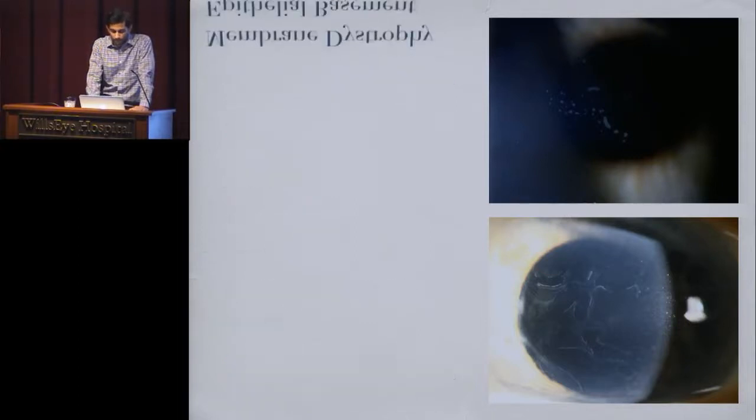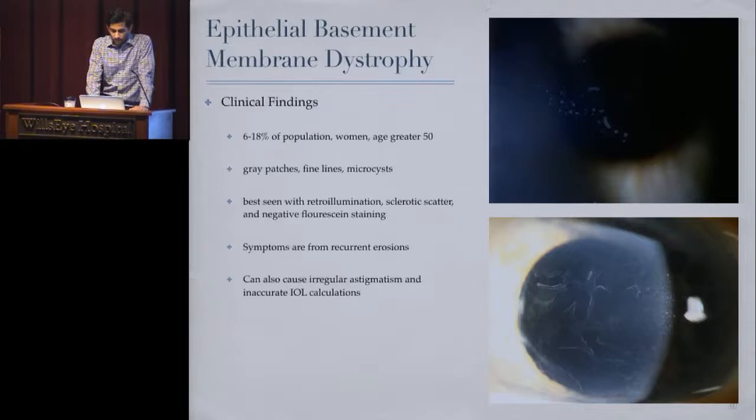All right, it's very common. If you look hard enough, you'll find it in over 10% of the population, especially in women over the age of 50. And it sounds just like the name. So map-dot-fingerprint, you'll see gray patches, fine lines, little microcysts. If you've ever done this in a dilated pupil with retroillumination, these things show up really well. In general, to look for a subtle corneal finding, if the pupil's dilated and you retroilluminate, you'll see a lot of things you wouldn't see otherwise.